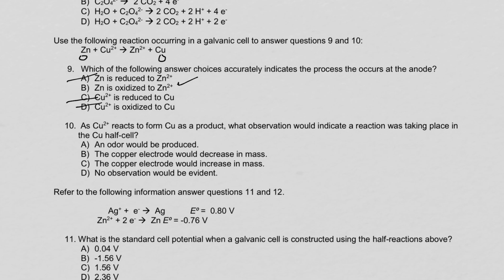So that also is not going to be the answer. So our answer is B. Number 10 also goes along with the same reaction. As the copper 2+ ion reacts to form copper as a product, what observation would indicate a reaction was taking place in the copper half cell?